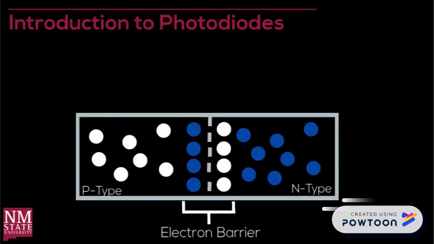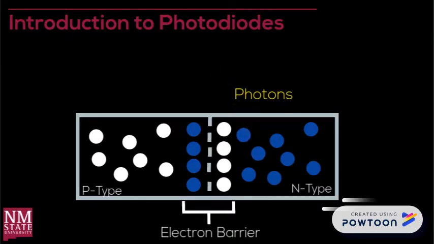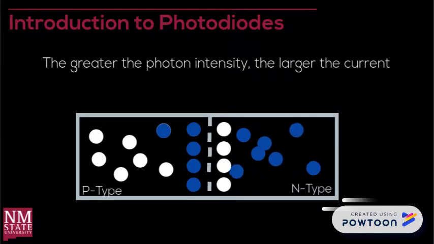In order for the electrons to overcome the barrier, a second energy source must be available. Light waves received in the form of photons excite the electrons through the barrier and produce a measurable electrical current. The intensity of the light, or photons, determines the magnitude of the current.